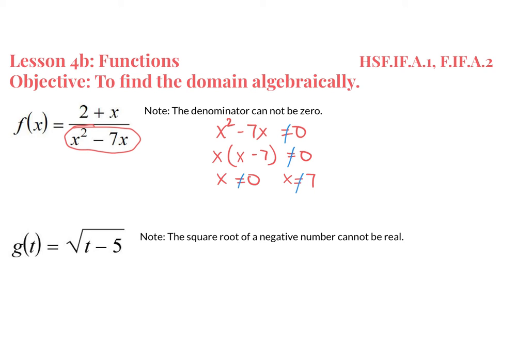Now I can use my set builder notation to tell us the domain. So using set builder: x such that x cannot equal 0, x cannot equal 7, where x is an element of the real numbers. So this is my domain.